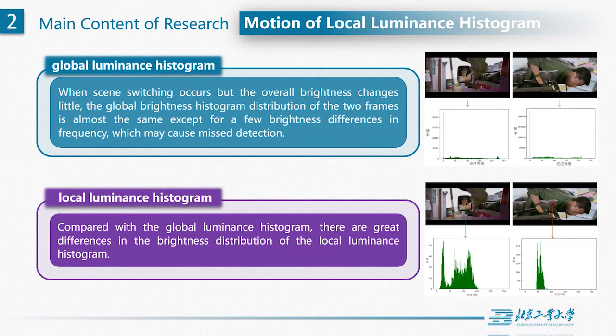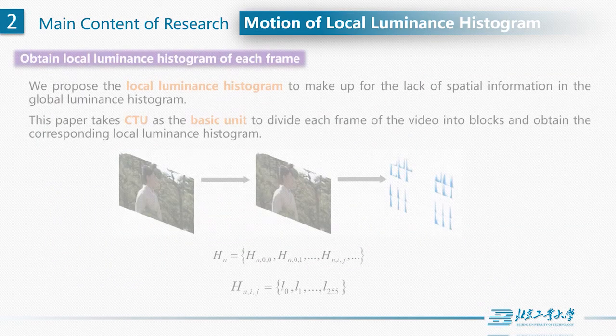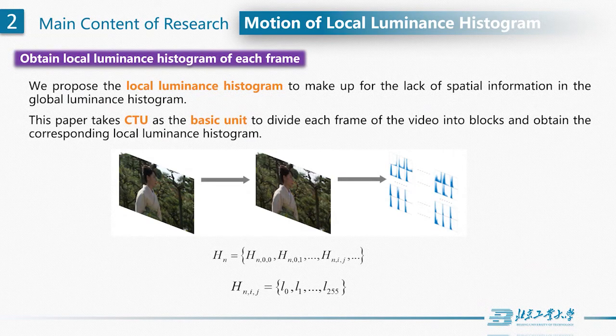For the global luminance histogram, we can find that when scene switching occurs but the overall brightness changes little, the global brightness histogram distributions of the two frames are almost the same except for a few brightness differences in frequency, which may cause missed detection. But with the local luminance histogram, compared with the global histogram, there are great differences in the brightness distribution. We propose the local luminance histogram to make up for the lack of spatial information in the global luminance histogram. This paper takes the CTU as the basic unit to divide each frame of the video into blocks and obtain the corresponding local luminance histogram in order to further improve the accuracy of our method.